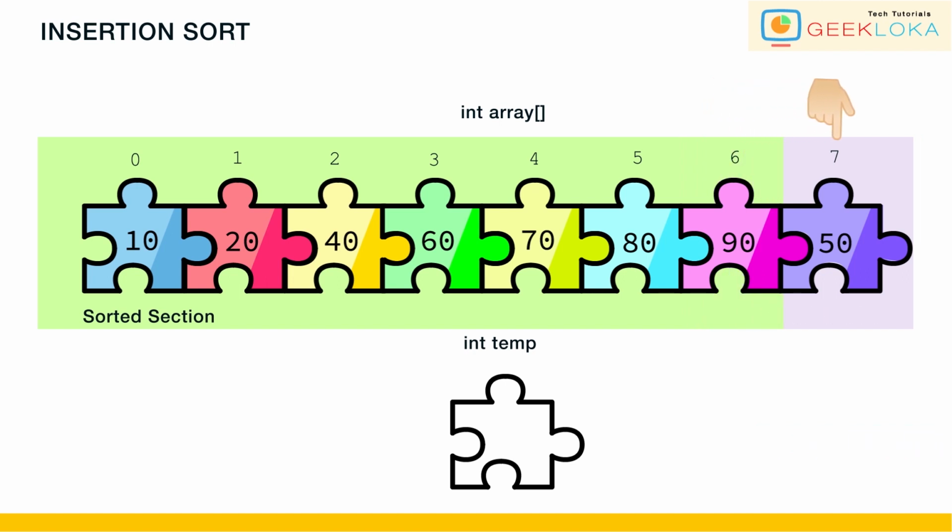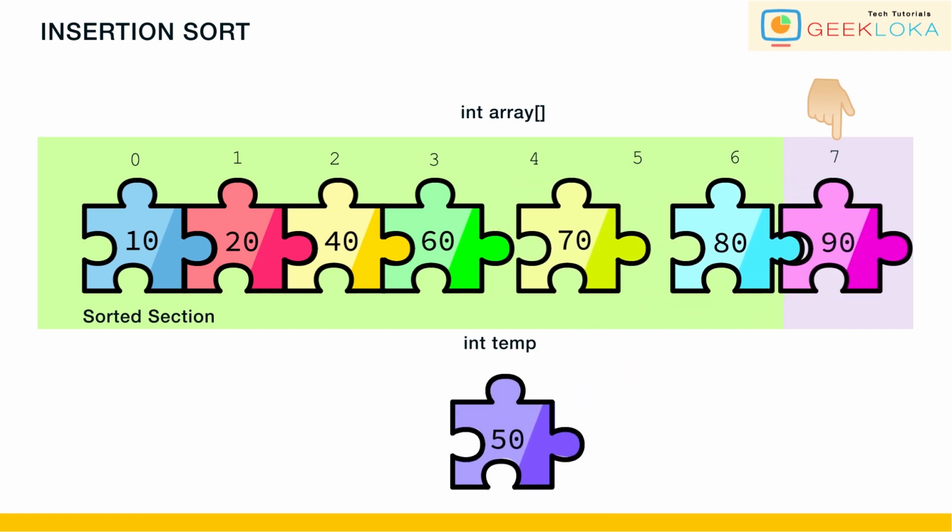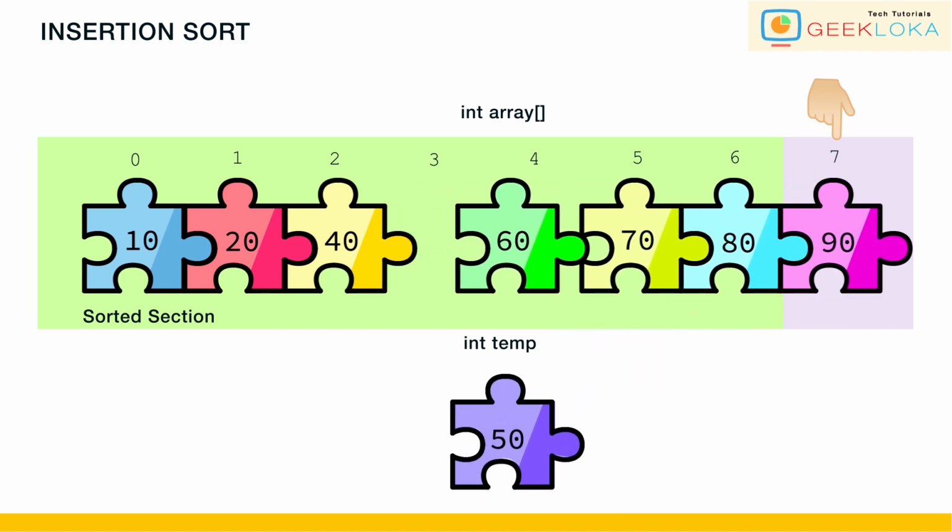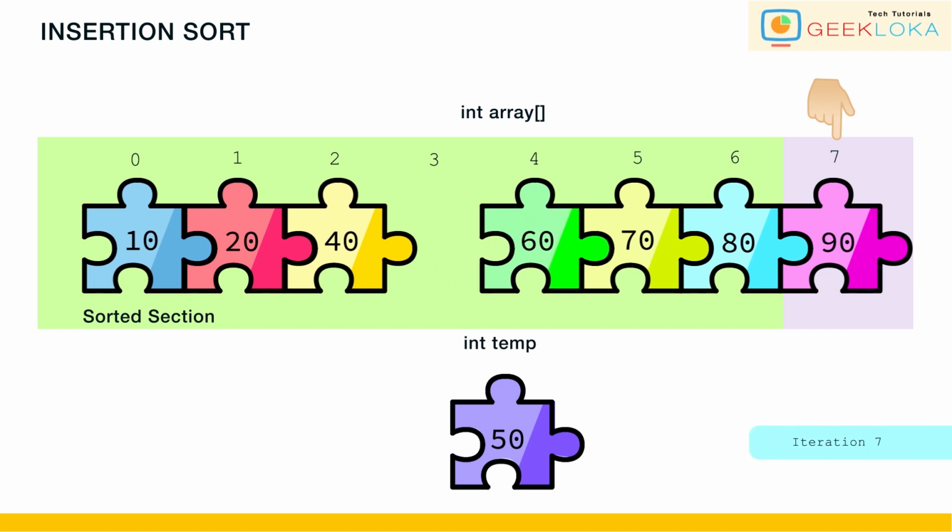Finally, we have the element 50. This is compared sequentially with 90, 80, 70, 60, 40, 20, and placed between 40 and 60. After sorting all elements, our final array is 10, 20, 40, 50, 60, 70, 80, and 90.